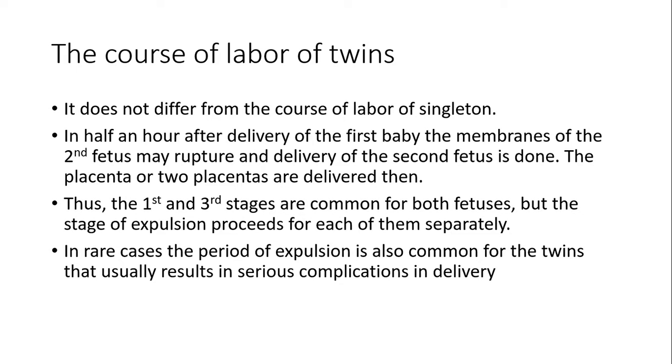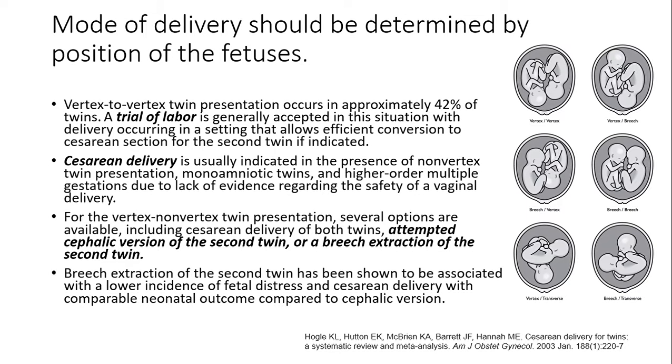In rare cases, the period of expulsion is also common for the twins, which usually results in serious complications in delivery. Also, you need to understand that babies or fetuses may be located differently inside the uterine cavity. So they may lie in vertex, and also the combination may be vertex-breech and breech-vertex, and breech, and maybe vertex-transverse or breech-transverse, as it's shown on the picture to the right.